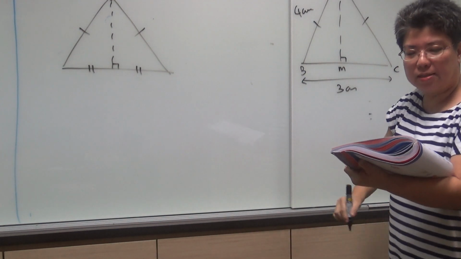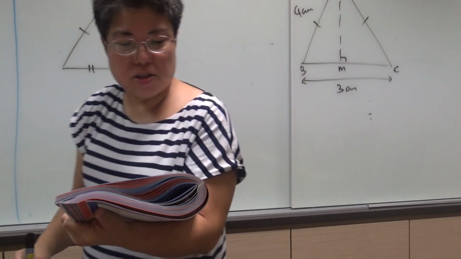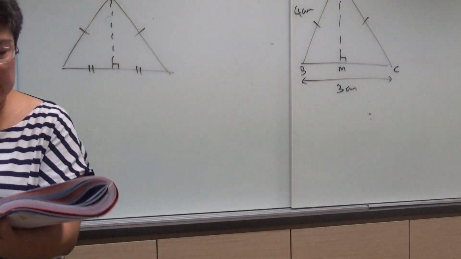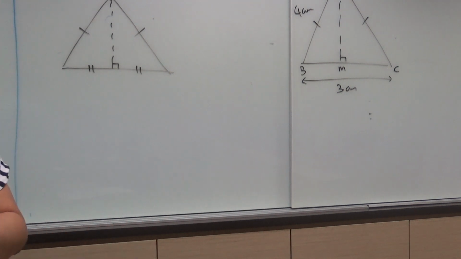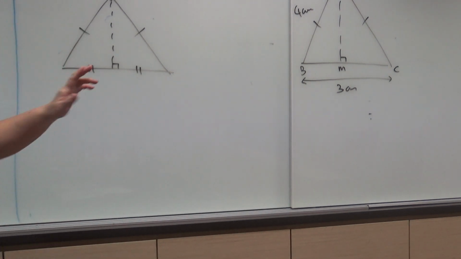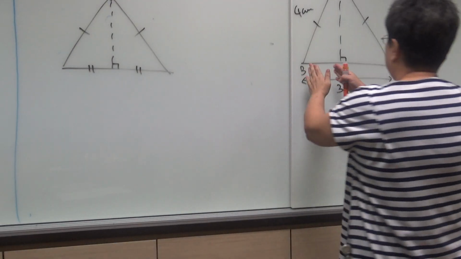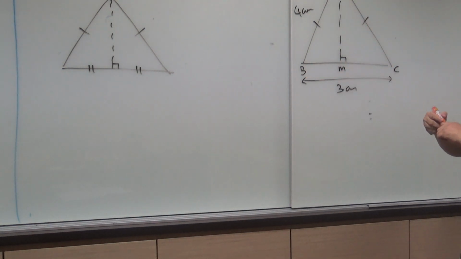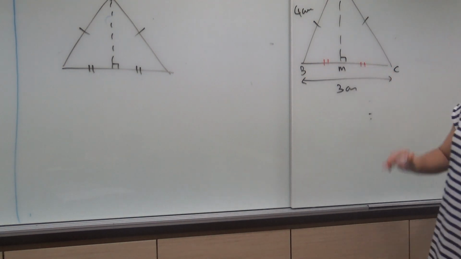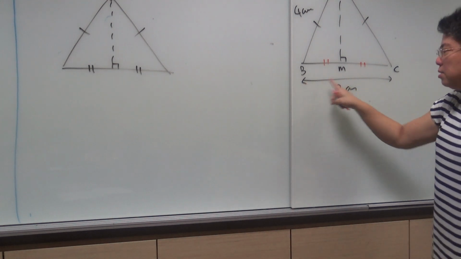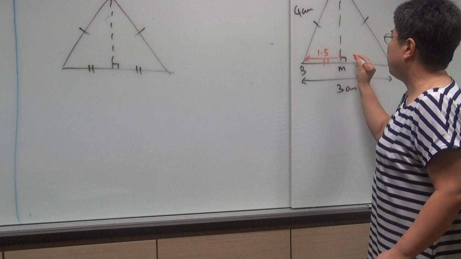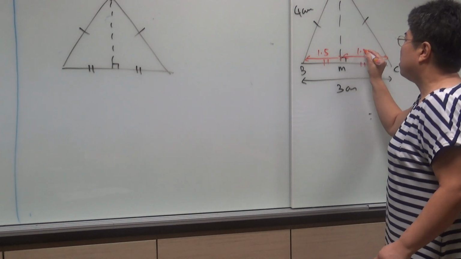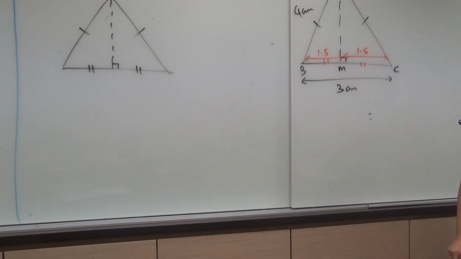Okay, the question says this. Find the height of the isosceles triangle ABC with respect to the base BC. Now, just now I told you that if it's an isosceles triangle, I have a perpendicular drop down here. These two must be equal. So if this whole thing is 3 cm, this will be 1.5. This will also be 1.5.